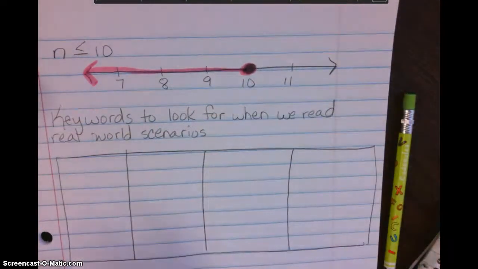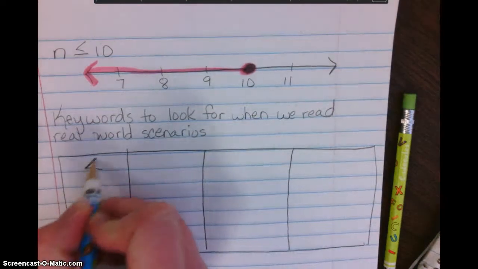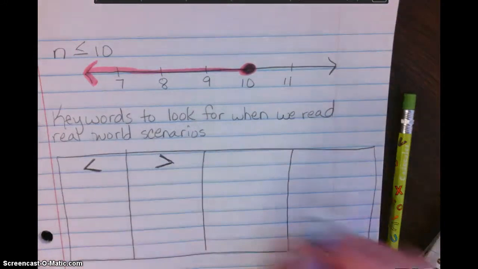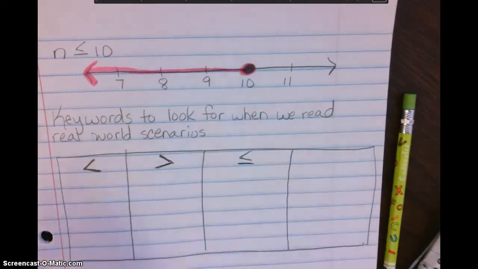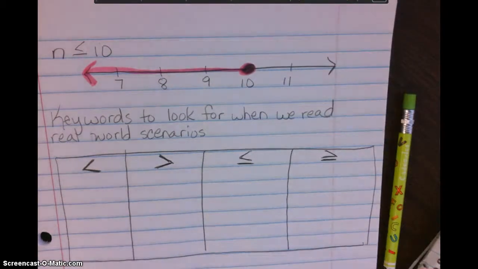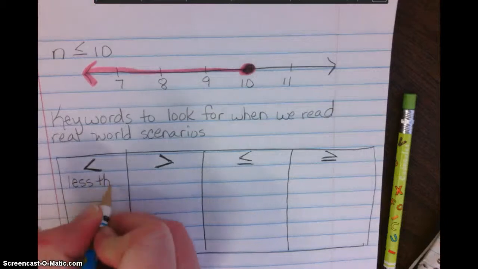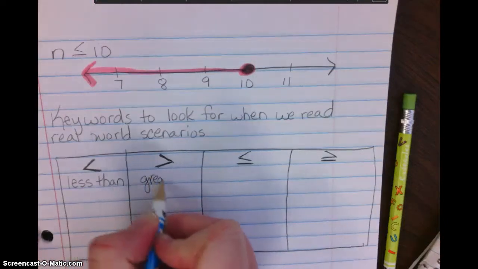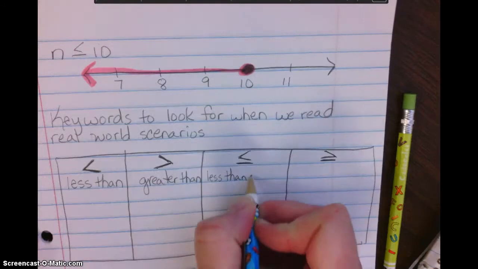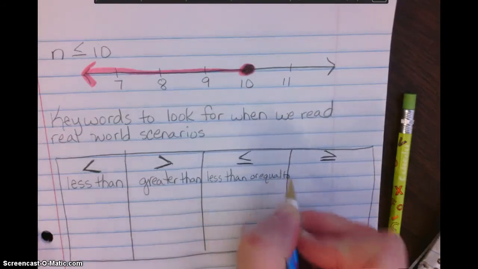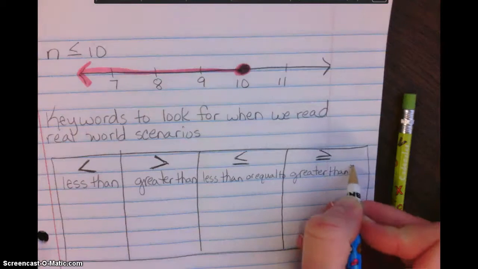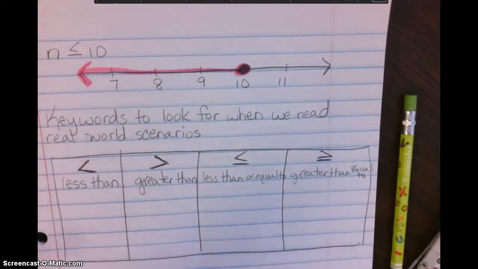The heading for the first column needs to be less than. The heading for the second column, greater than. Third column, less than or equal to. And the fourth, greater than or equal to. Now on the next line below the symbols, we're going to write how we say the symbols. Less than, greater than, less than or equal to, greater than or equal to. Sorry, I ran out of room there.